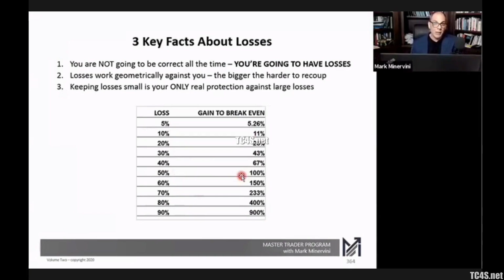Right? You have to double your account if you let it go down 50%. If the stock went from 30 to 15, now to go back from 15 to 30, it has to double. So losses work geometrically against you.